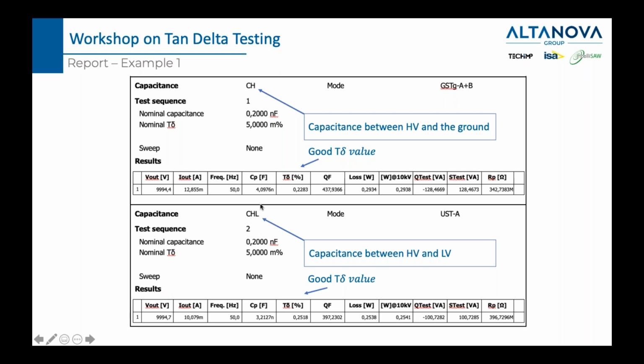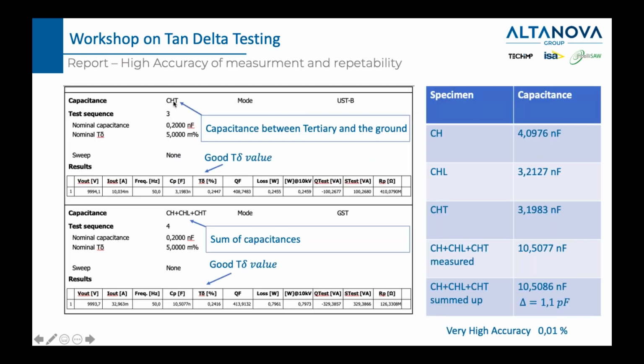And in this transformer, which has primary, secondary, and tertiary side, we saw that insulation between high voltage and ground is quite good. Insulation between high voltage and low voltage is also good. Both of these numbers are below 1%. We can also check the capacitance. We said that this is the standard capacitance from a few nanofarads to a few tens of nanofarads. And then we also measure not just CH and CHL, but also CHT, the capacitance between the high voltage and tertiary, which also has a good insulation. So all of these insulations are below 0.3, which is very good.